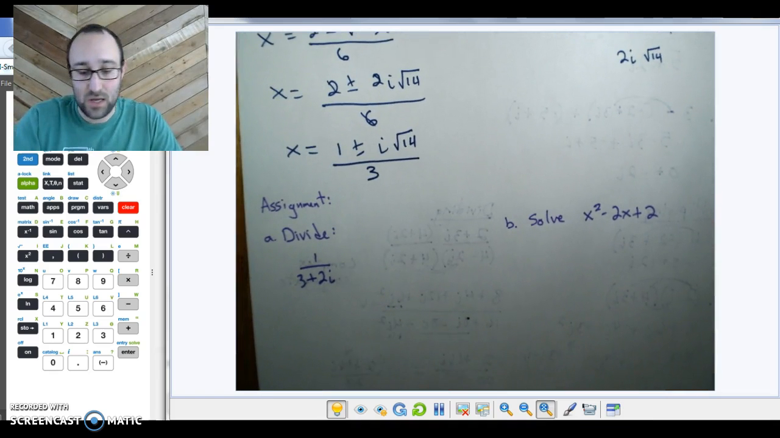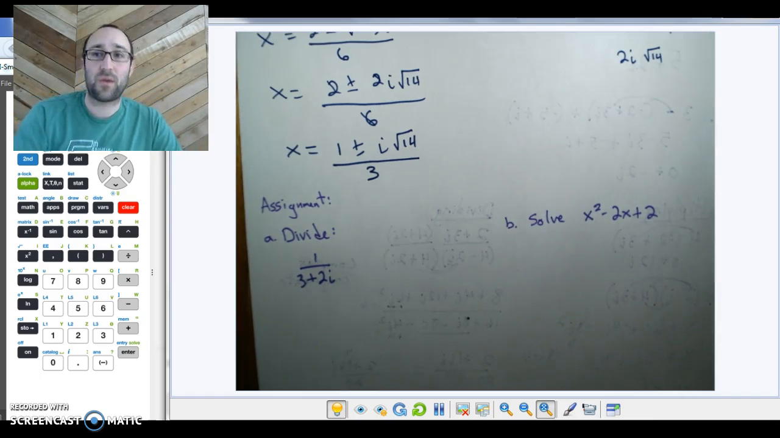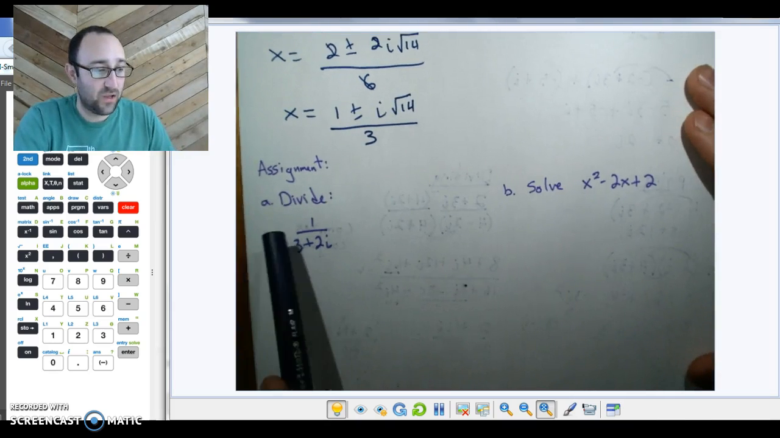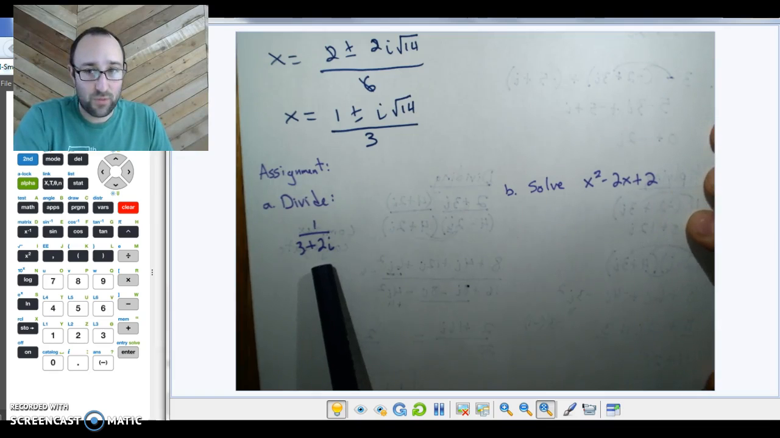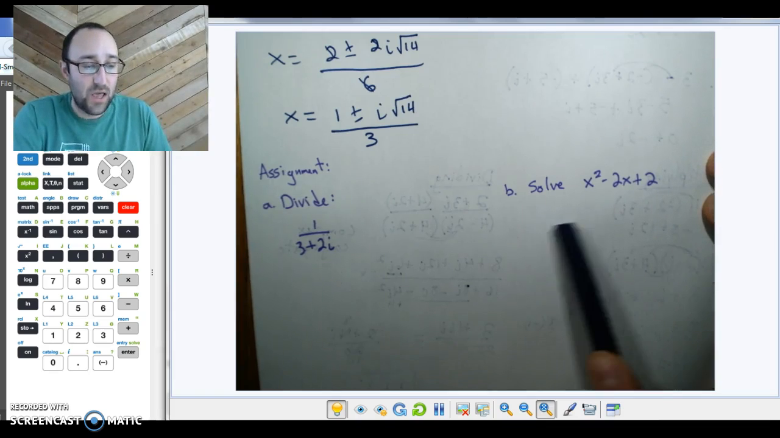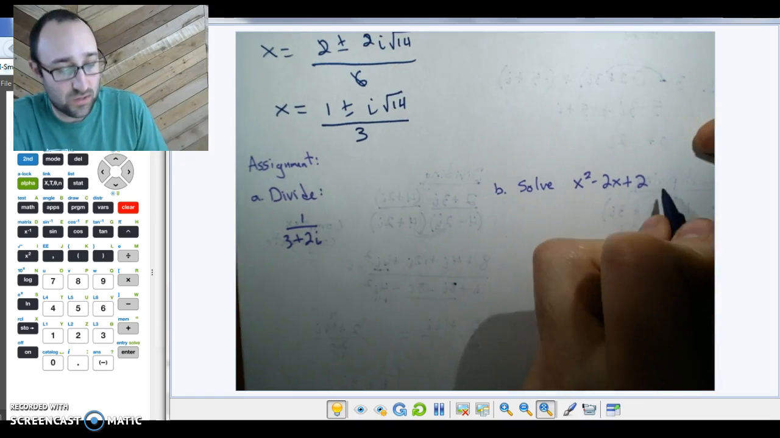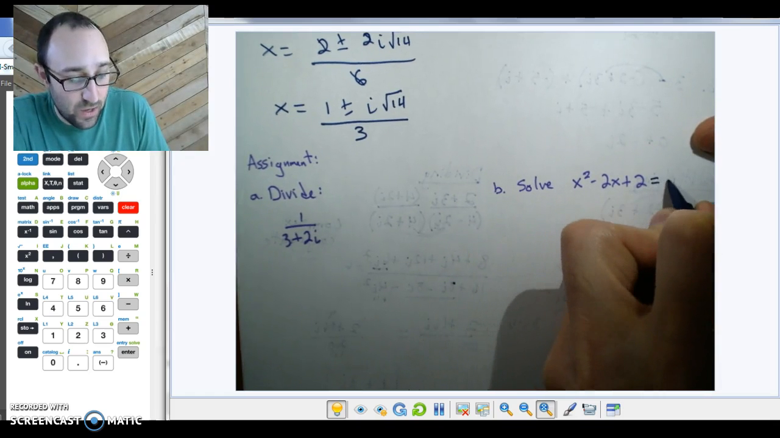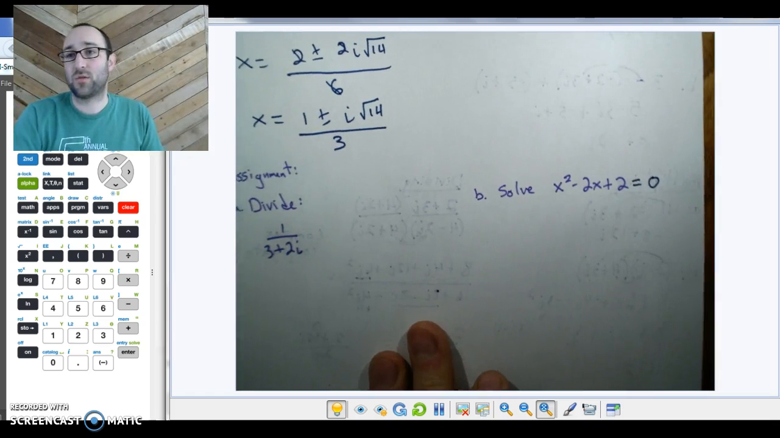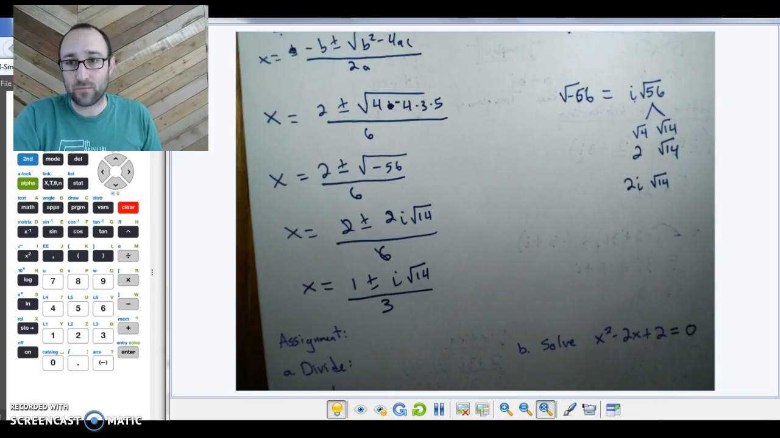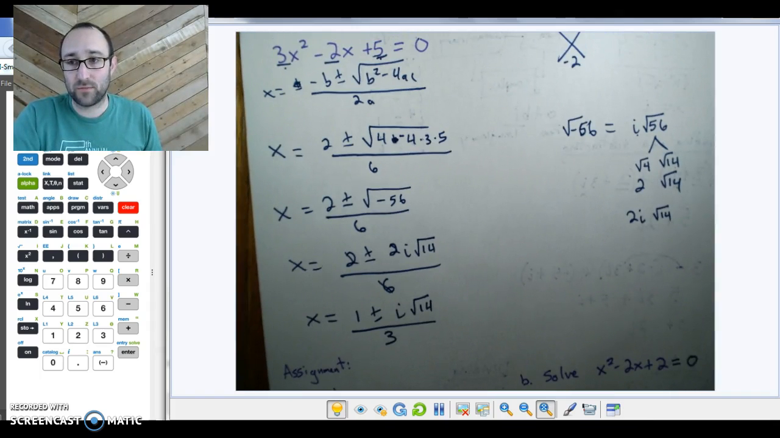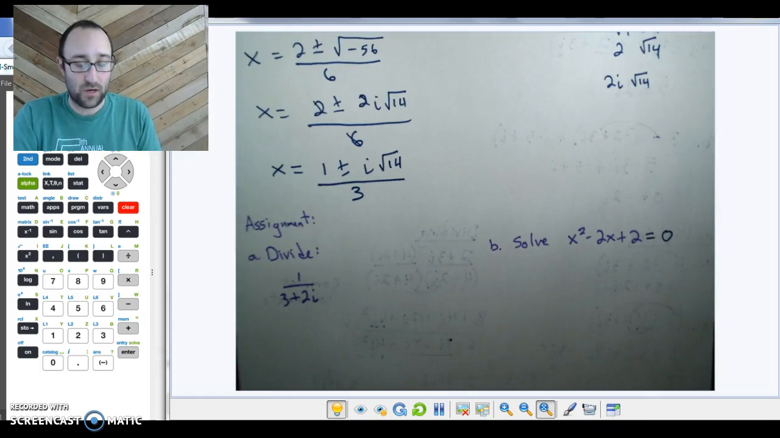We're going to be using this in electrical wiring and resistance and all that stuff, so we're going to come prepared, be able to do some of this with some electrical questions that we will have for you. But for your assignment here today, divide 1 by 3 plus 2i using the complex conjugate, and then solve x squared plus negative 2x plus 2 equals 0. You're going to have to use the quadratic formula, and you're going to get a complex number. Alright, good luck.